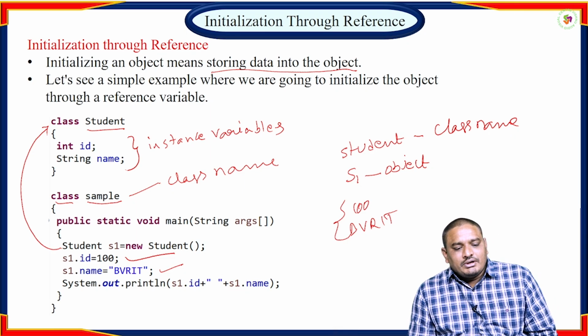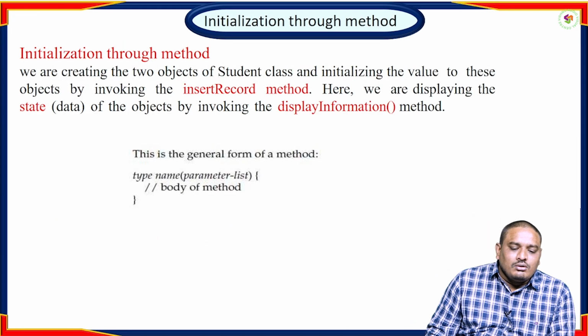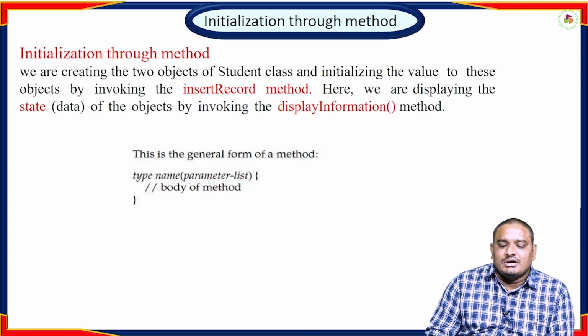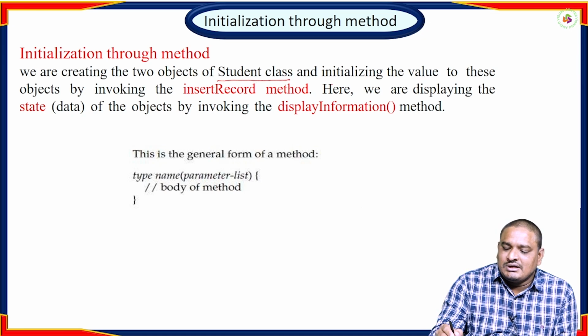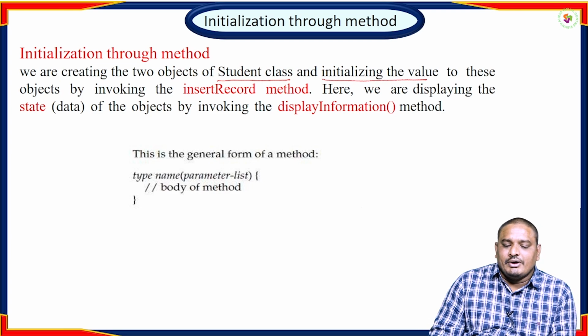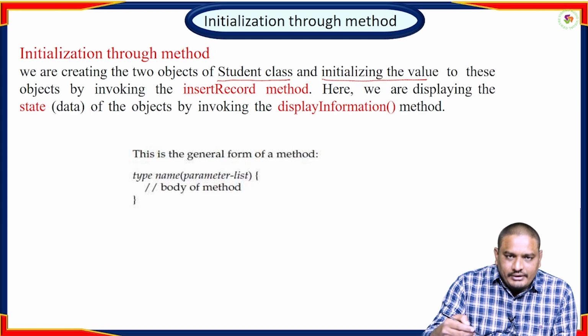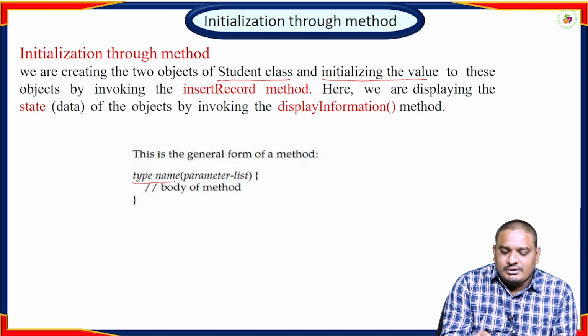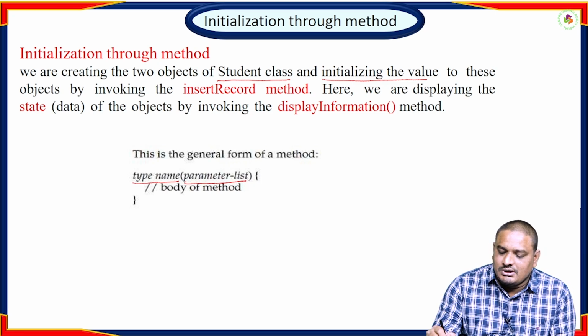Next, what is the next one? Through methods. Initializing through methods. Now we are creating two objects of the Student class and initializing the values of these objects by invoking the insert record method. This example you will see in the next slide. What is the syntax of a method? Already you know, this one is the type and name.